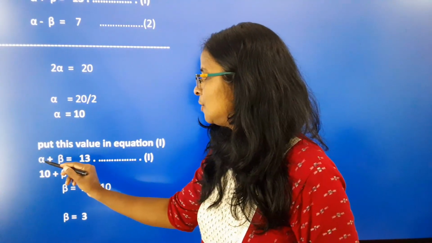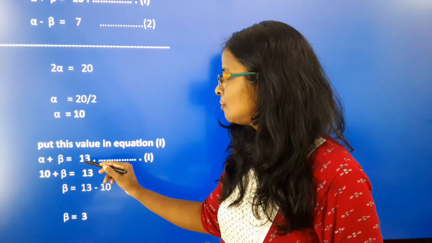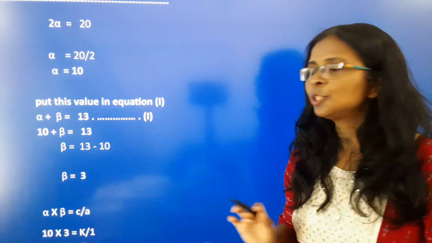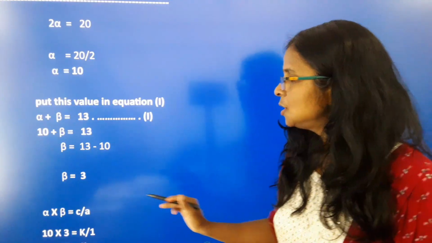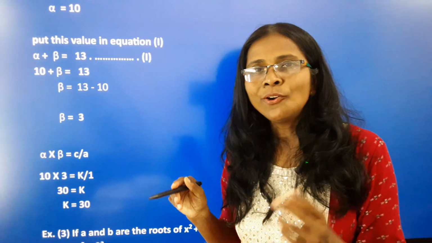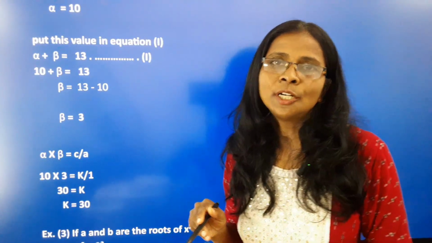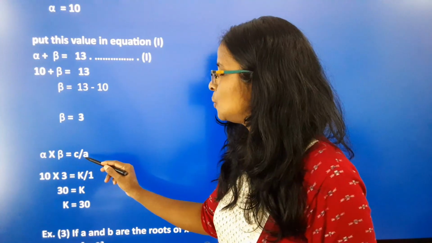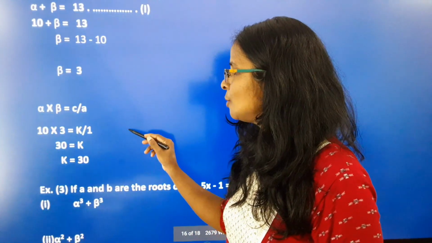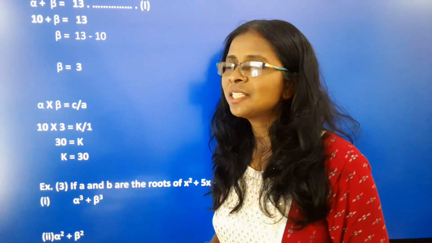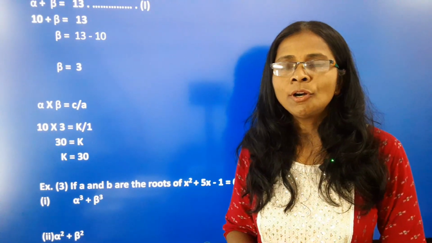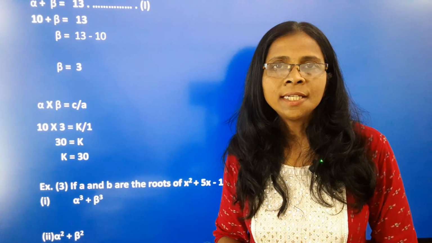So now put this value in equation 1. Equation 1 is alpha plus beta is equal to 13. So 10 plus beta is equal to 13 and beta is equal to 13 minus 10. So here, students, beta is equal to 3. So now take the relationship of the coefficients and the roots of the quadratic equation, that is alpha into beta is equal to c upon a. So 10 multiplied by 3 is equal to k upon 1. So 30 is equal to k, that means k is equal to 30. So this way we can find out the value of k in the given quadratic equation.